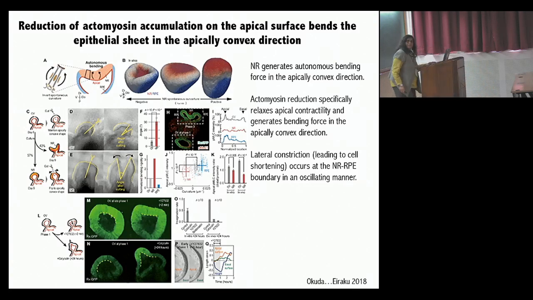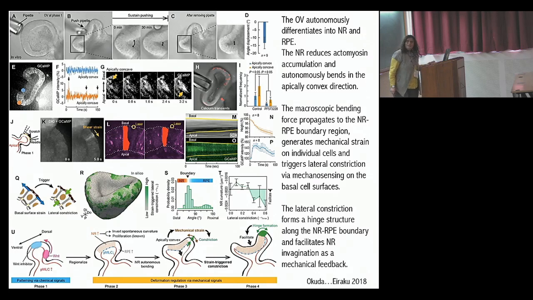So I will end with this last slide to tell you all of what they've been able to do in a dish. What they've been able to do in a dish is cause autonomous differentiation of this optic vesicle into the two layers that make up the retina. They've sort of uncovered how you can bend this retina in an apically convex direction.